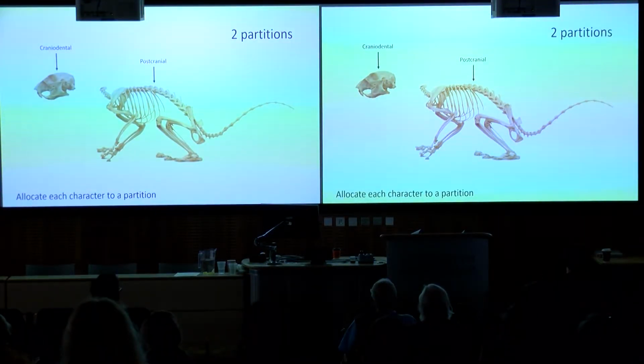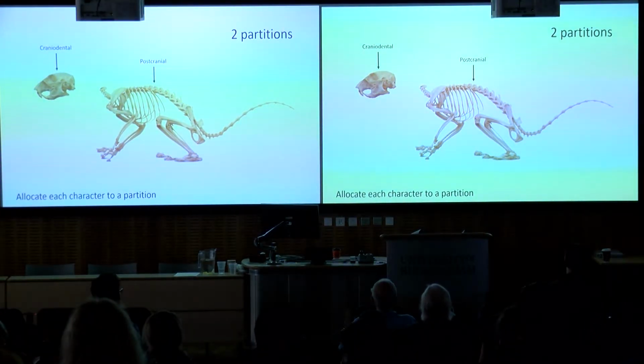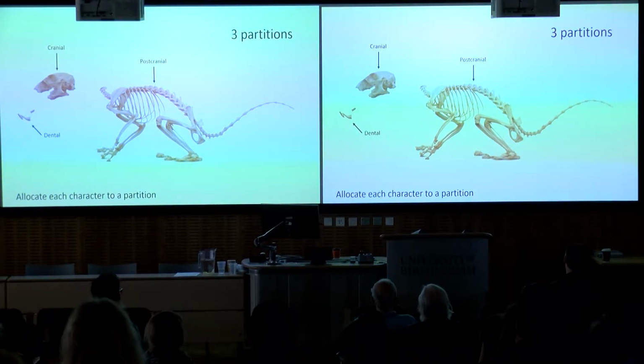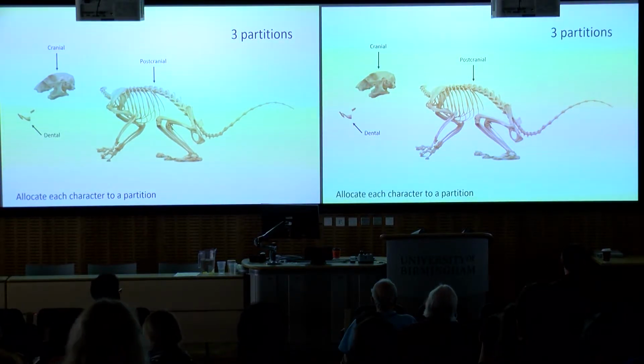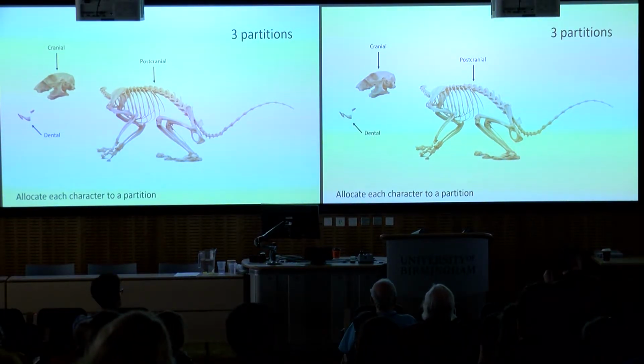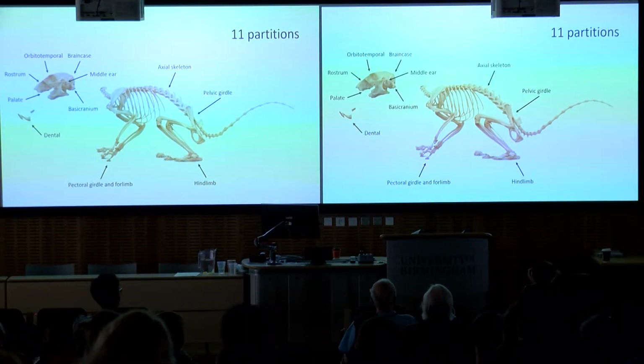So to see if these distances of character changes vary across partitions, I had to allocate each of my characters to a partition. And there are several ways of doing this, and perhaps one of the most simple: you can have craniodental characters, and then you can have a partition of postcranial characters. But you can split this up a bit more. You can have a dental partition, a cranial partition, and a postcranial partition. This is quite popular. But you can basically have as many partitions as you want. And so here I've split the characters up into 11 partitions all across the skeleton.